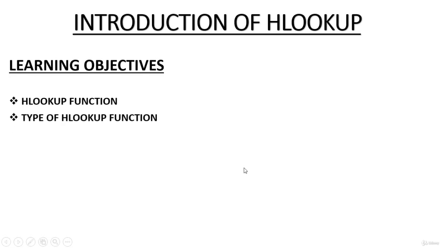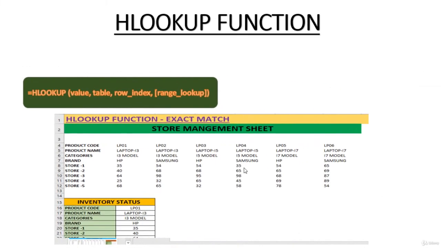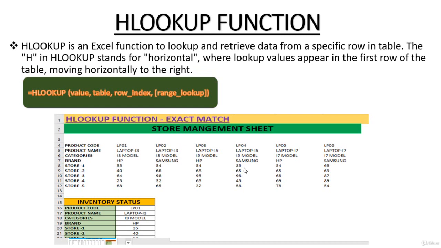Welcome to the introduction of the Hlookup function. Under this section, we are going to look at what the Hlookup function is and what the types of Hlookup function are. The first part is what the Hlookup function is. Hlookup is a function to look up and retrieve data from a specific row in a table.